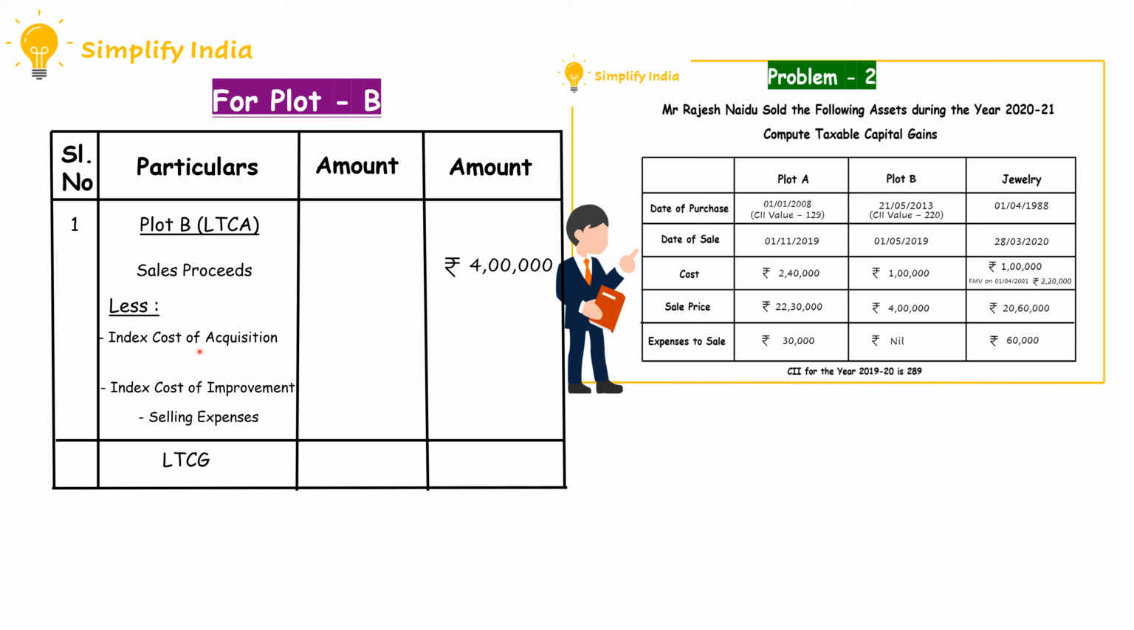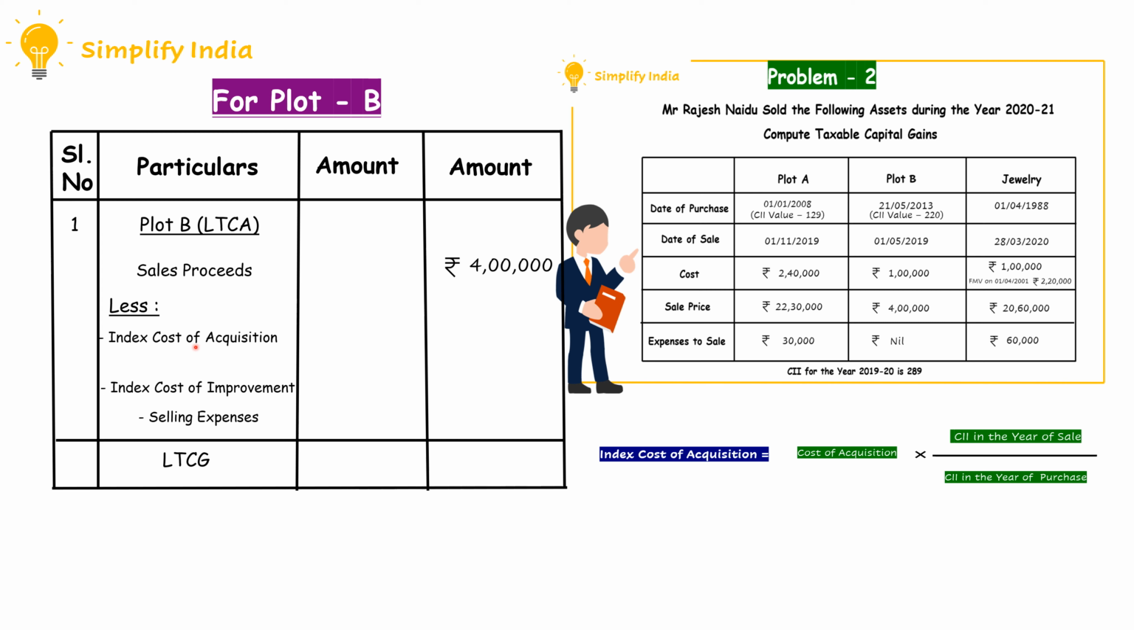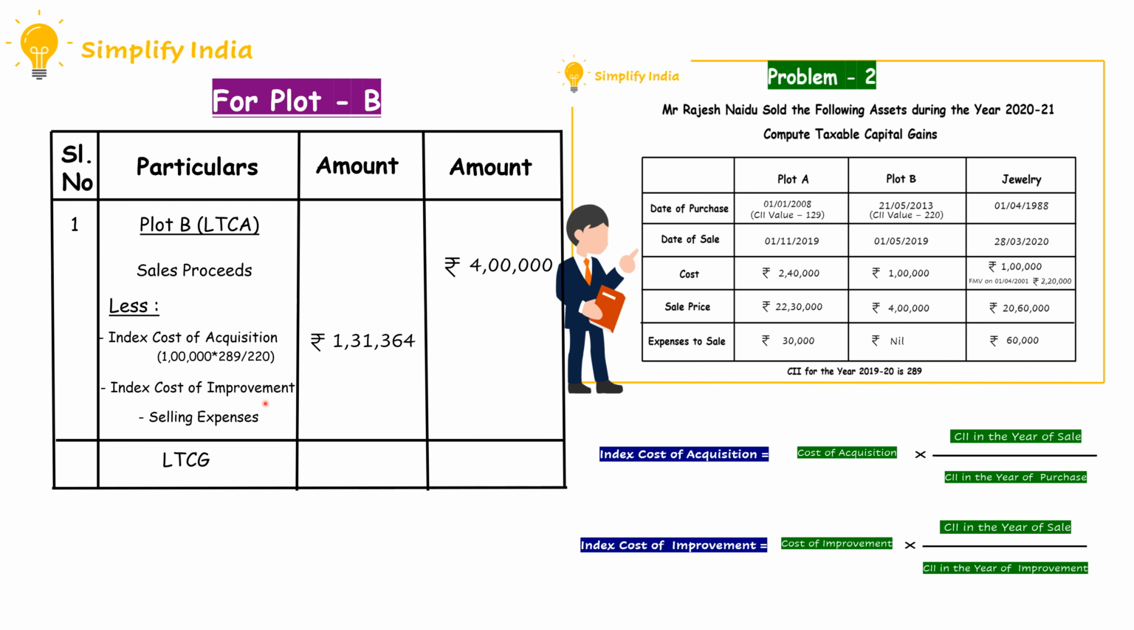First we have to calculate the index cost of acquisition. So the formula is index cost of acquisition is equal to cost of acquisition into CII value in the year of sale divided by CII value in the year of purchase. First, the cost of acquisition is rupees 1 lakh, which we have to take down here, and the CII value in the year of sale, that is in the year 2020-21, is 289, and in the year of purchase, that is for the year 2013-14, the CII value is 220. So we calculate the index cost of acquisition, that is rupees 1 lakh into 289 divided by 220. We will get rupees 1,31,364.